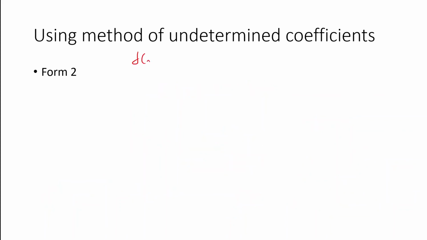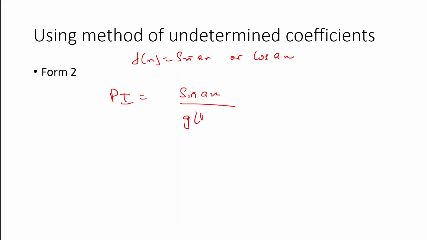So our form f of x equal to sine ax or cos ax. Same thing applies, exact same method applies to cos. The particular integral is sine ax divided by g of D square comma D. So what do I mean by that? Let's take D cube minus D square. D cube minus D square is g of D.